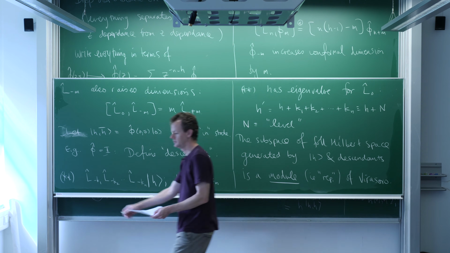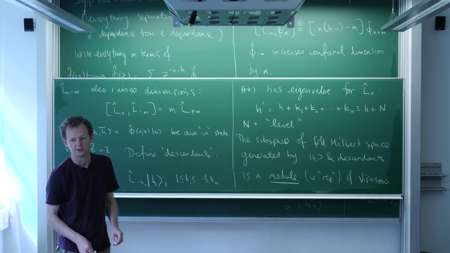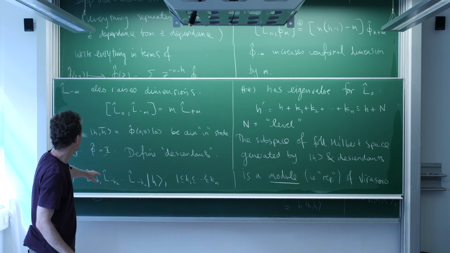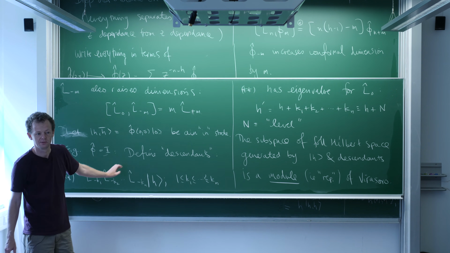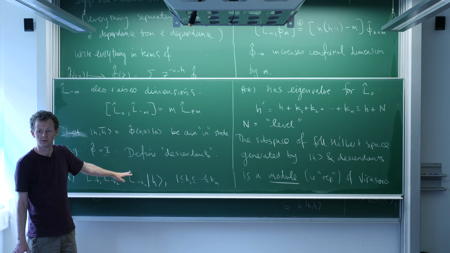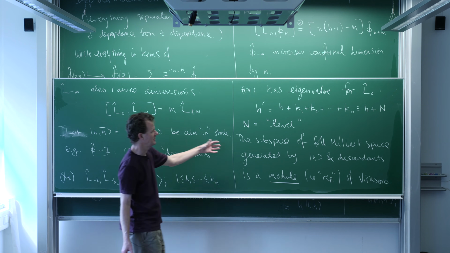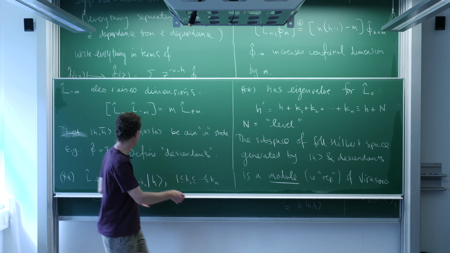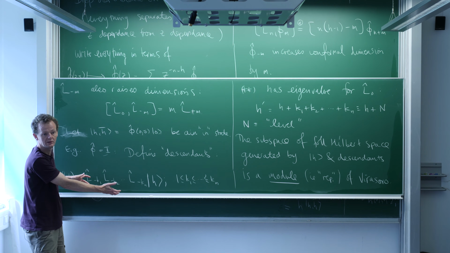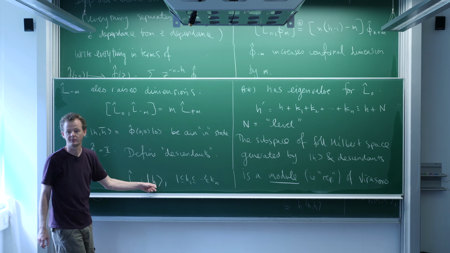So if you just keep applying these L's, there's an infinite number of L's to apply, you can build more and more descendant vectors like this. Zillions and zillions of descendant vectors, an infinite tower of descendant vectors. That gives you a subspace of the full Hilbert space. This is not the full Hilbert space, this subspace of states. It's not because we could have applied a different primary field here.